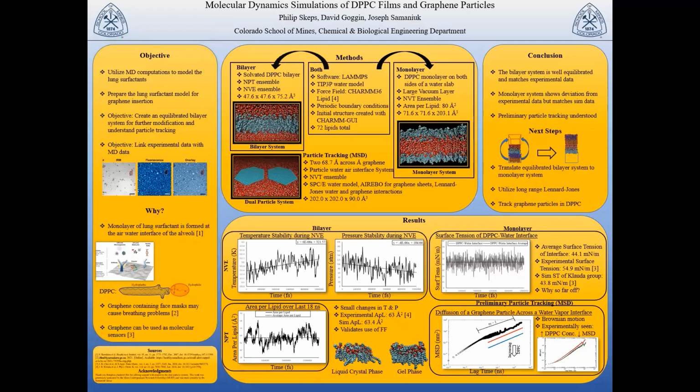Hello, my name is Philip Skeps, and I'm doing research with the Salmonet Group. This year's objectives were to try and link molecular dynamics simulation data of DPPC to experimental data to create an equilibrated bilayer for further modification into a monolayer and understand particle tracking.